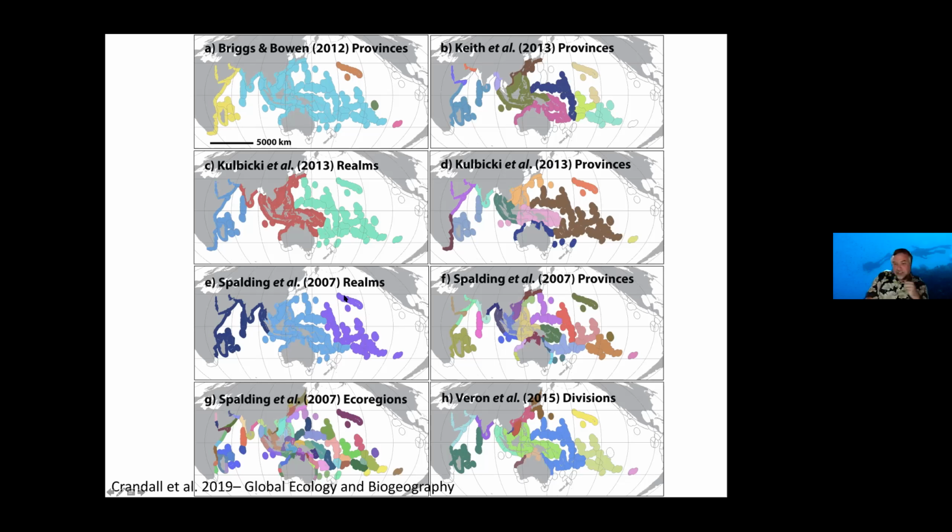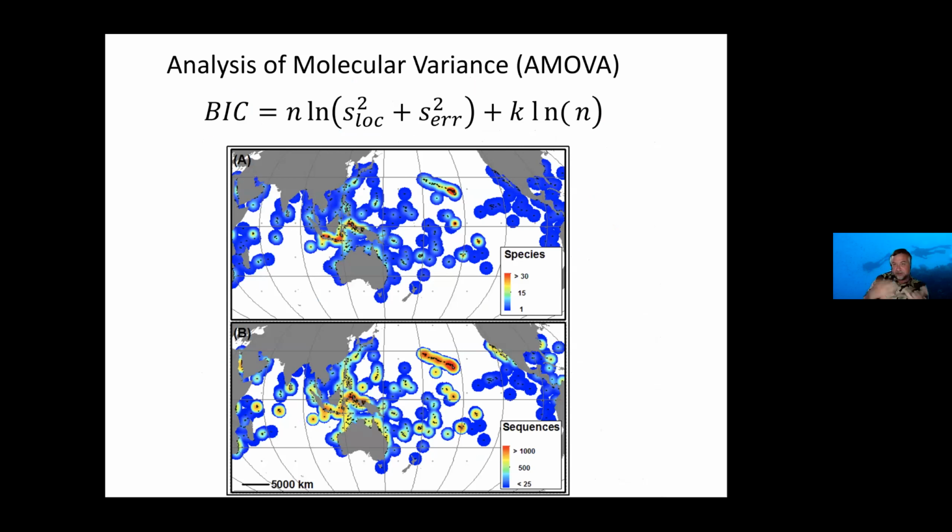We thought we could test these with genetic data by using analysis of molecular variance, called an AMOVA. We worked with Peter Smouse and Chris Bird, and I developed a Bayesian information criterion where we modified the AMOVA a little bit so that we could test hypotheses that had different numbers of regions in them.